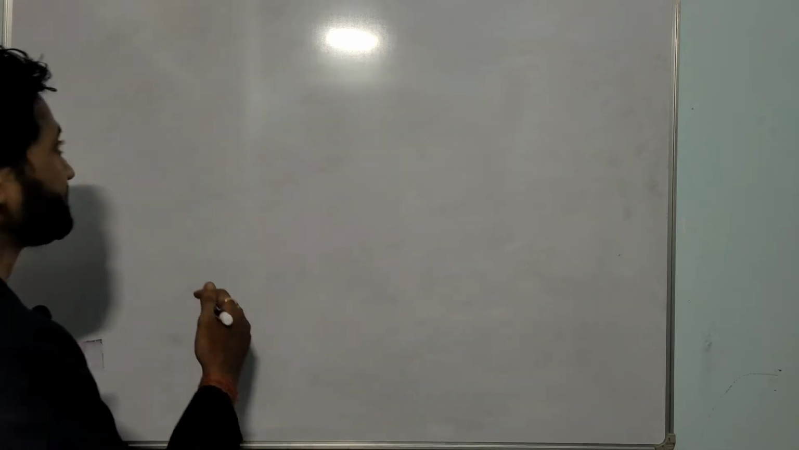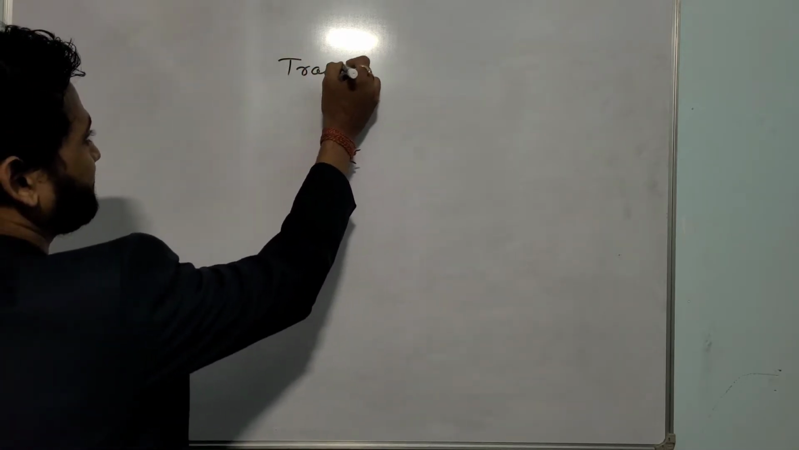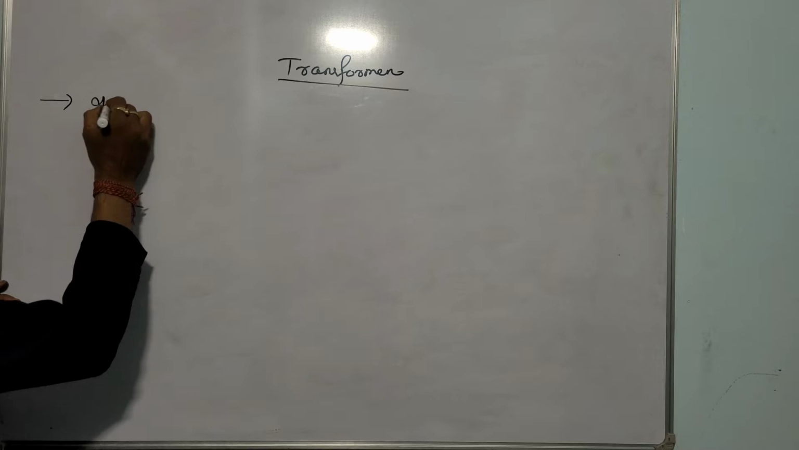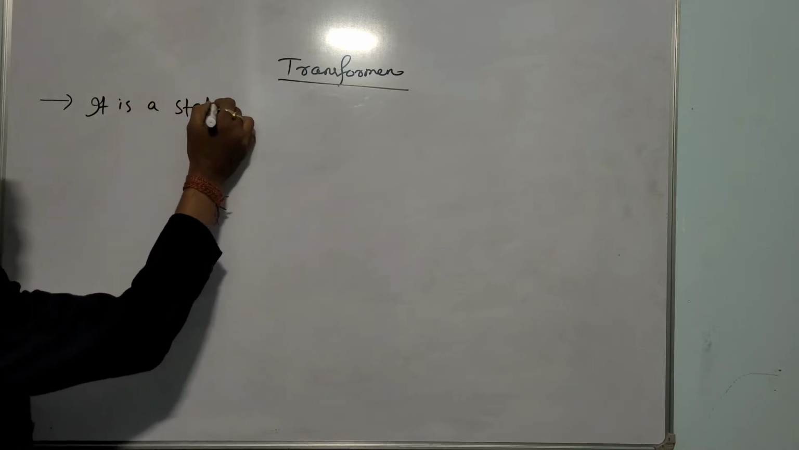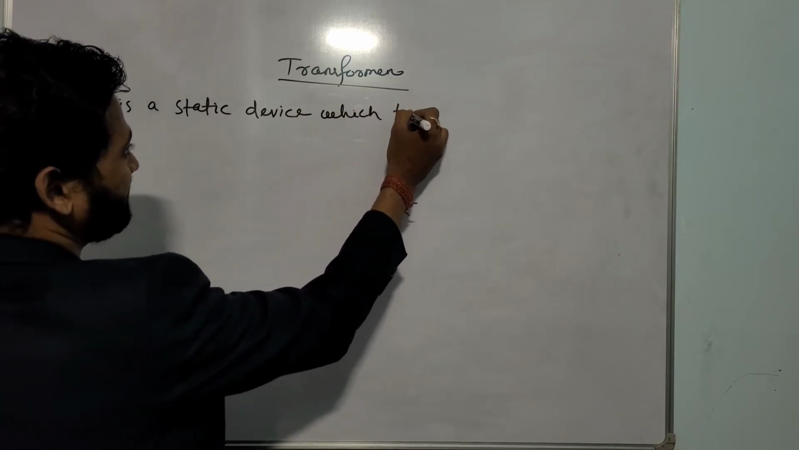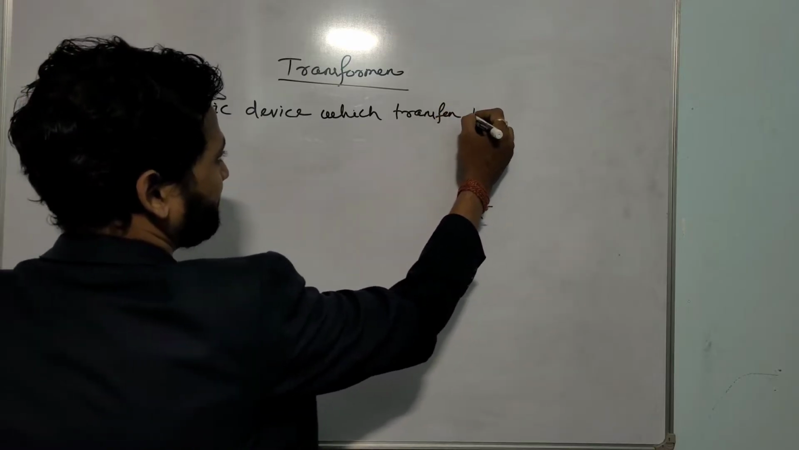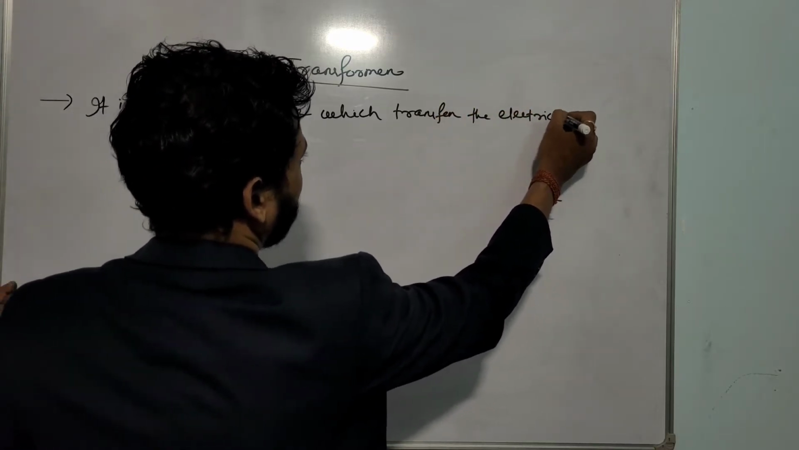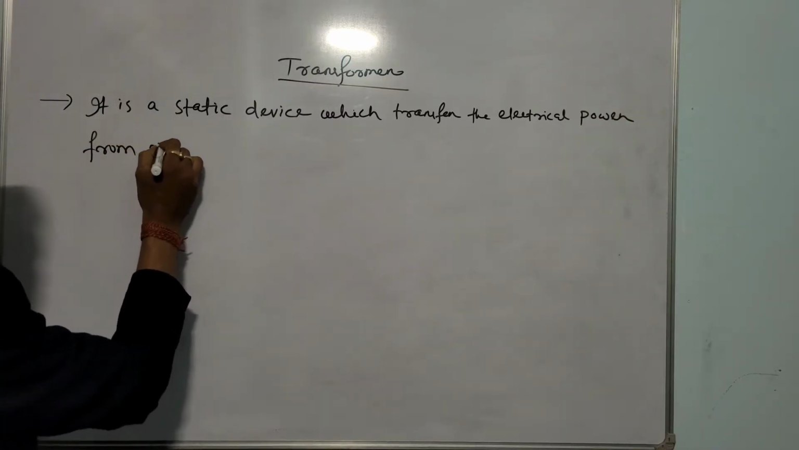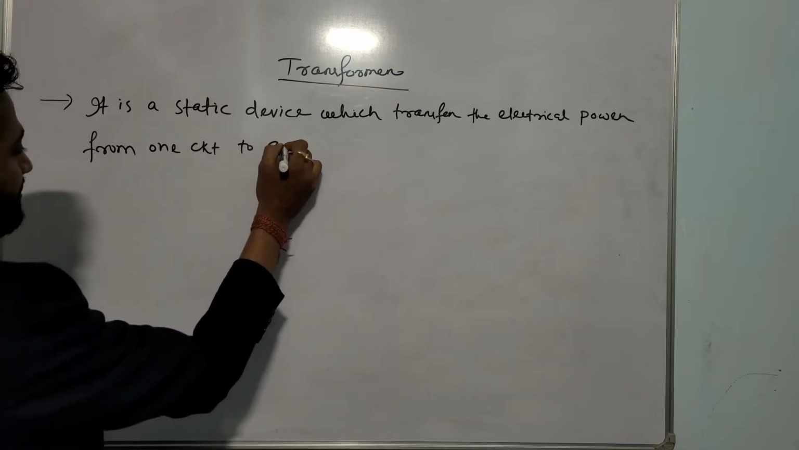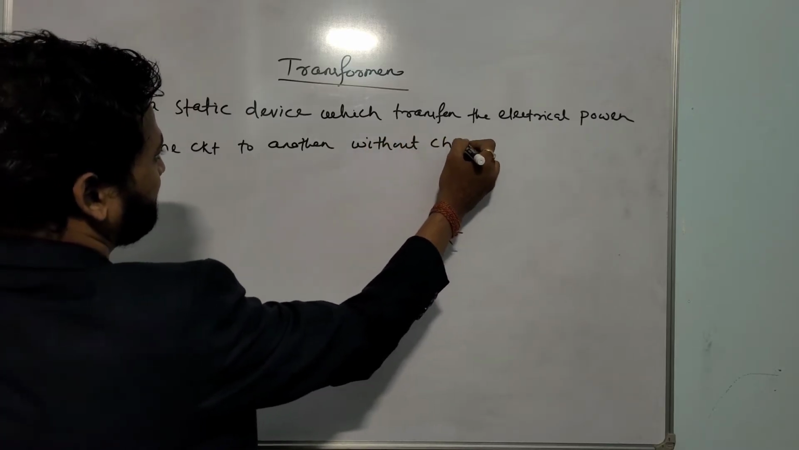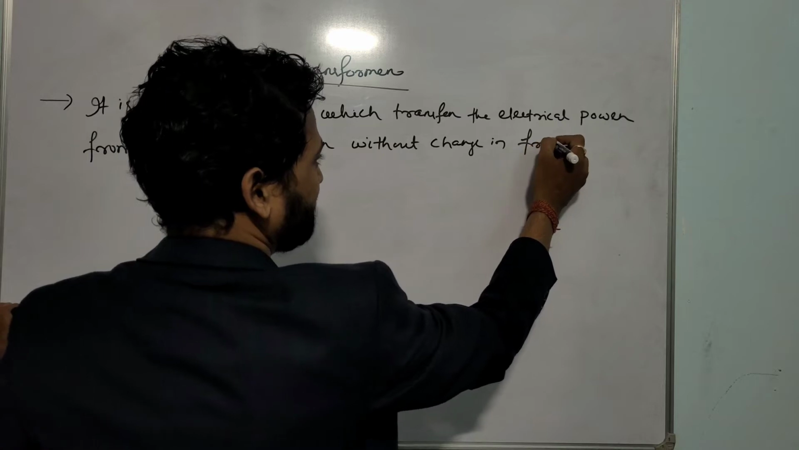So first let's write down the definition. Give the heading Transformer. Okay, what is the definition? It is a static electrical device which transfers the electrical power or energy from one circuit to another without change in frequency.